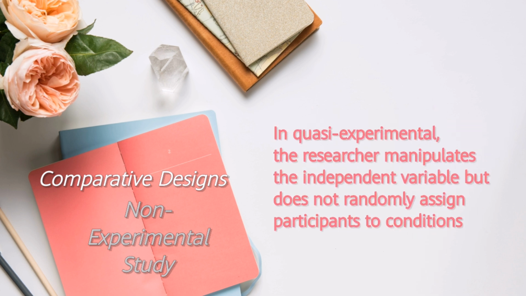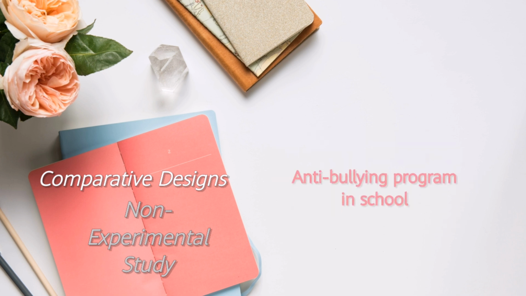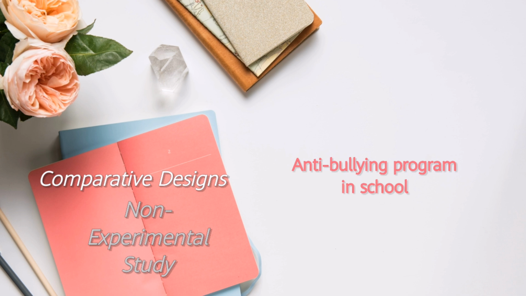In quasi-experimental research, the researcher manipulates the independent variable but does not randomly assign participants to conditions or order of conditions. For example, a researcher might start an anti-bullying program in a school and compare the incidence of bullying at that school with that incidence at a similar school that has no anti-bullying program.